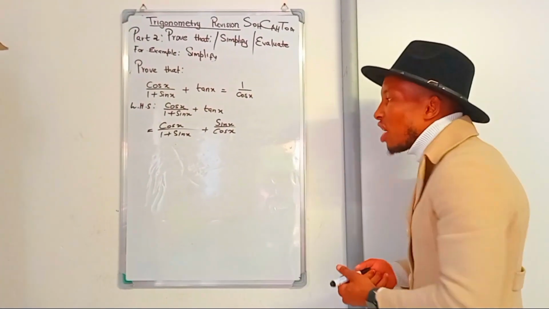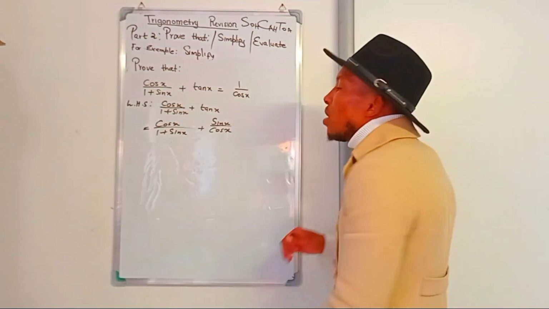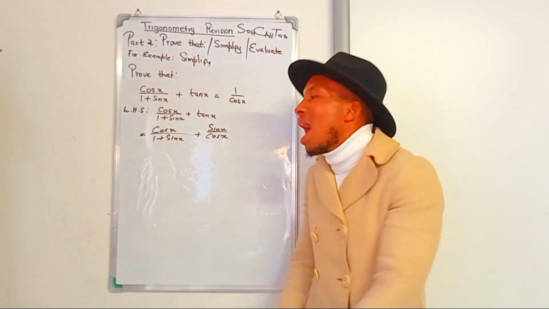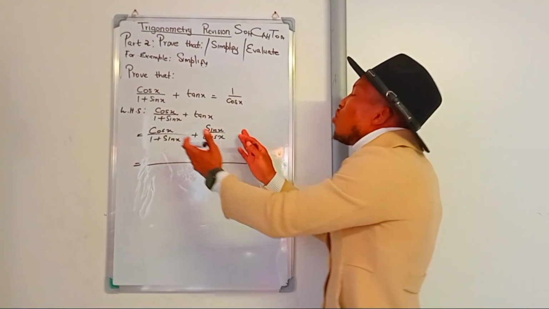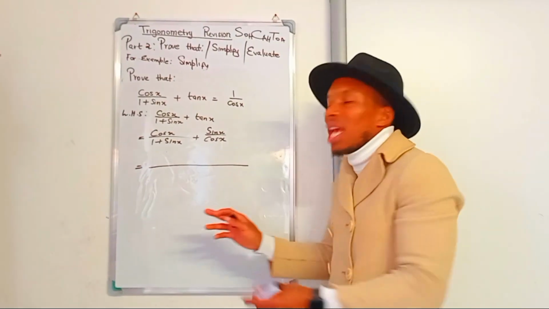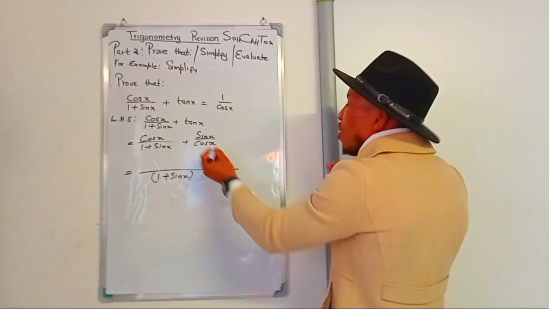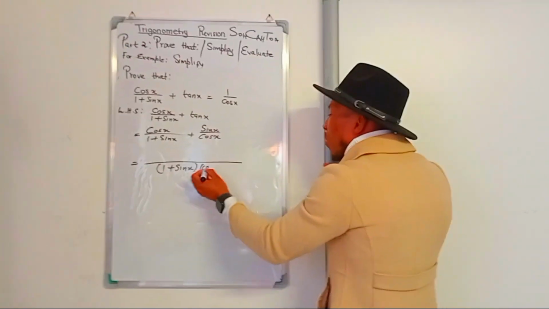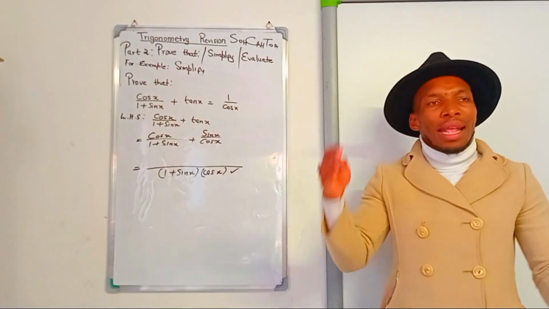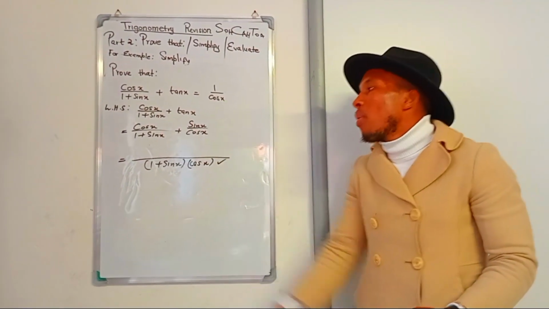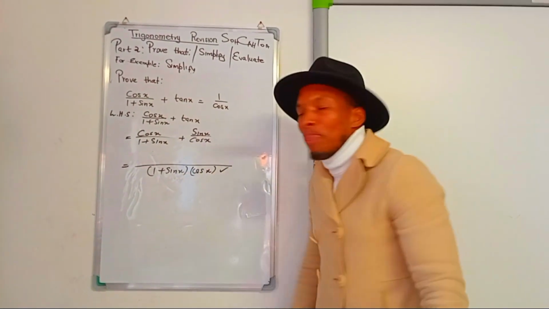Remember, when you're dealing with fractions, we normally say that you need to take out the LCD, the lowest common denominator, which is 1 mark. For the LCD, you draw the horizontal line, then you take your denominator and put it inside the bracket. And you also take the other denominator, cos x, like this. That is 1 mark. Because this is the lowest common denominator, you take all your denominators and put them inside the bracket.